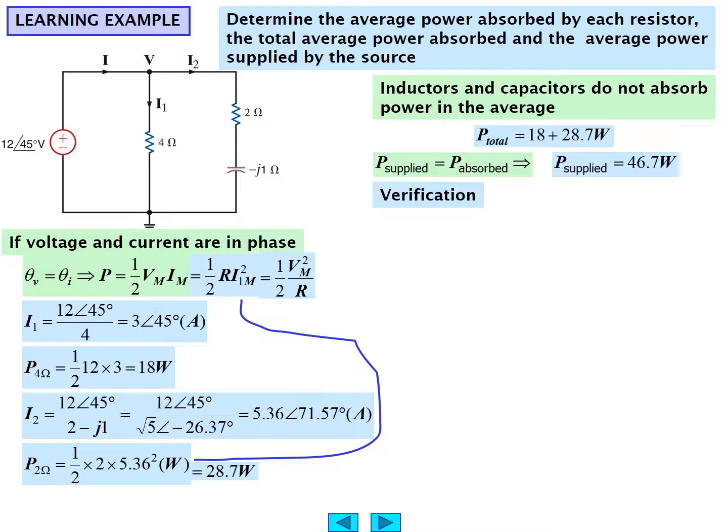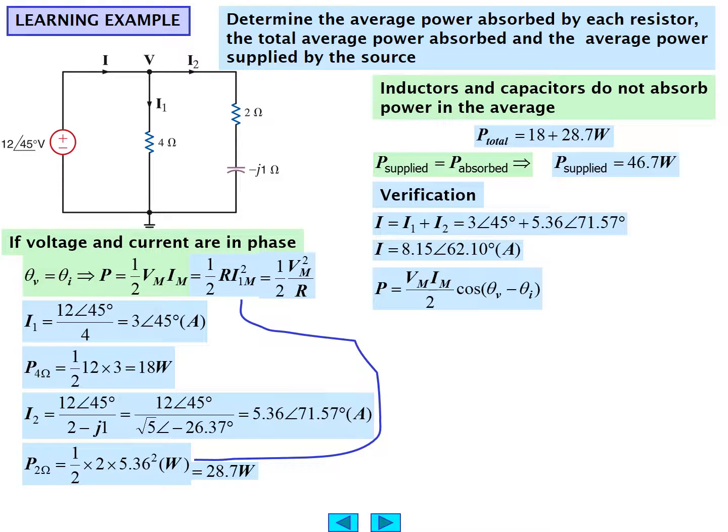We can verify the performance of this calculation. Capital I, the total current, is equal to I1 plus I2. So that would be 3 angle 45 degrees plus 5.36 angle 71.57. Or if you will, I is 8.15 at an angle of 62.1 degrees amperes. Remember that adding polar numbers cannot be done directly. Each polar representation for capital I has to be recast in rectangular form. We would add the real parts and the imaginary parts, and then we would recast the solution back into polar form. Again, you should perform that calculation.